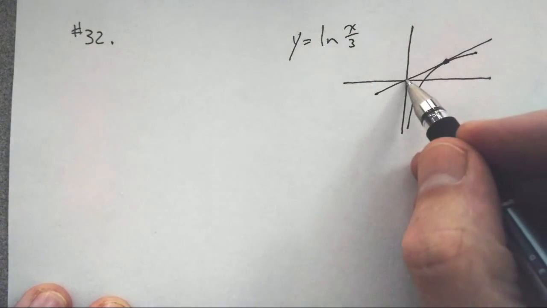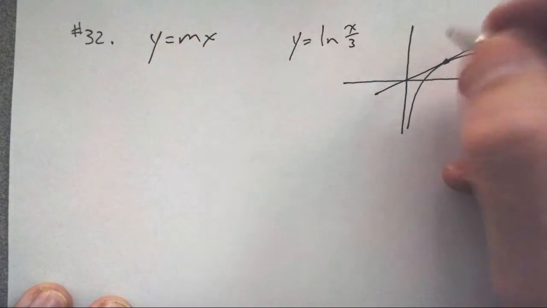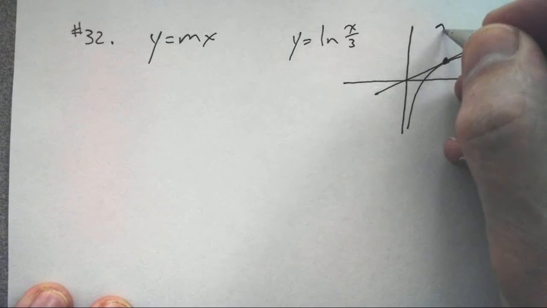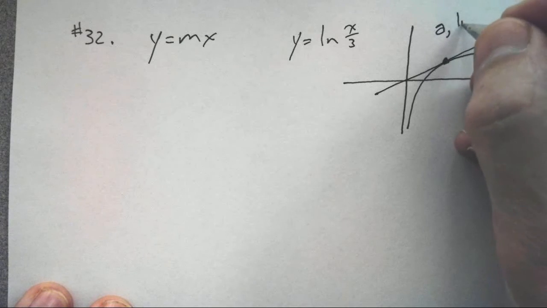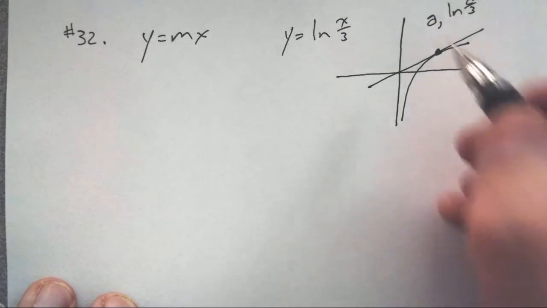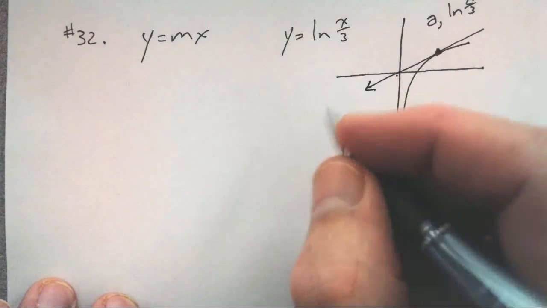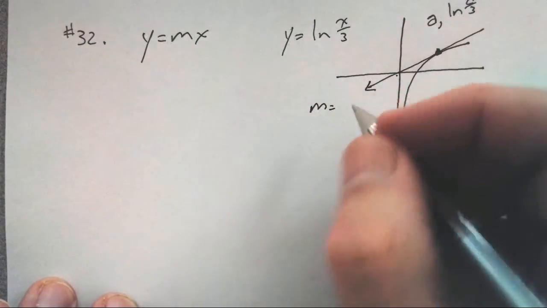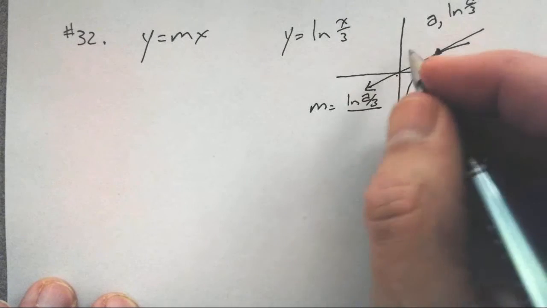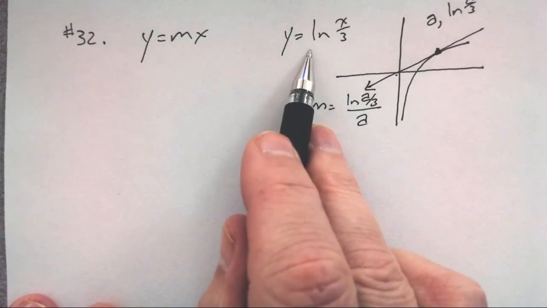It says that line passes through the origin, so I know it's of the variety y equals mx. And I'm going to say there's a point on here. Let's call this our point of tangency. This must be a, ln(a/3). So the slope of the line from (0,0) to this point, based on the linear, is slope equals, it rises ln(a/3) as it runs a. All right, let's find the slope formula of this guy.